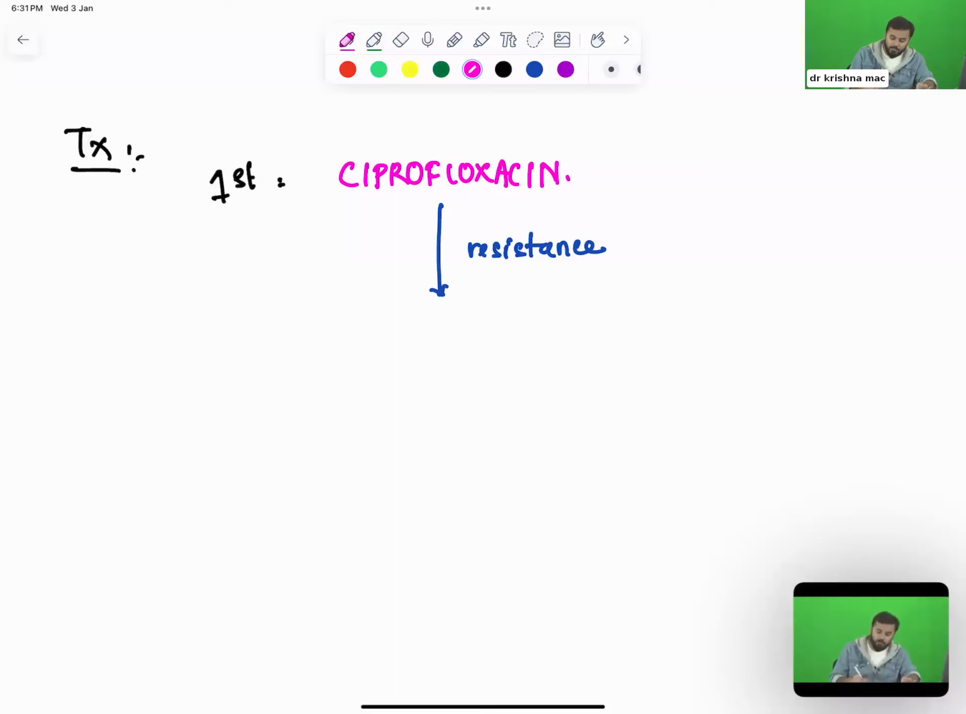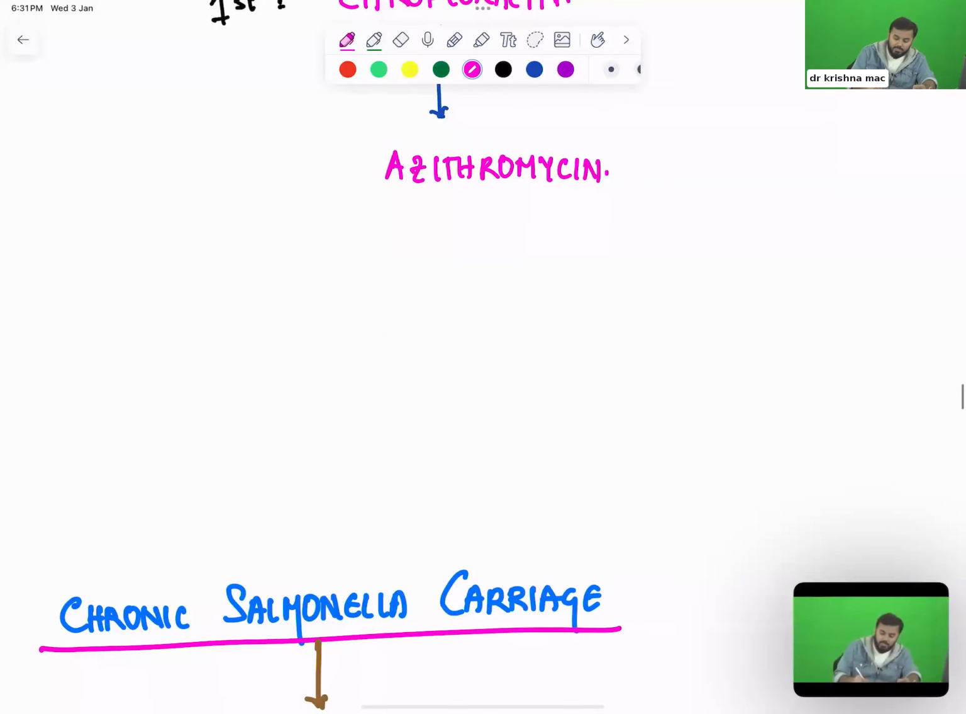For example, if the patient is developing resistance to this ciprofloxacin, then what do you give? Then you give something called as azithromycin. If he is developing resistance, then you give azithromycin. Then what if the patient is having very severe infection? For very severe infection, you don't give these drugs, right? You go on to the higher grade, that is third generation cephalosporins.